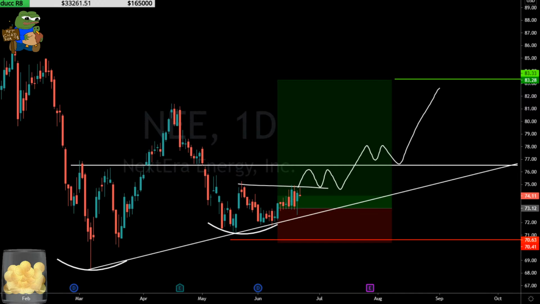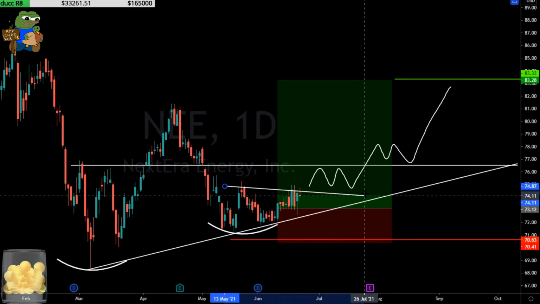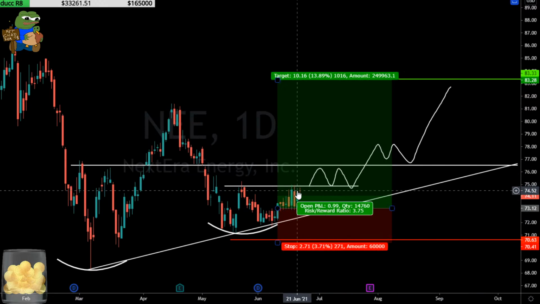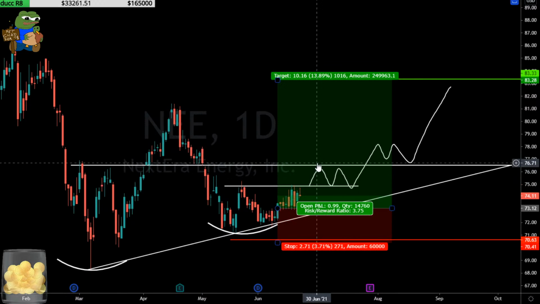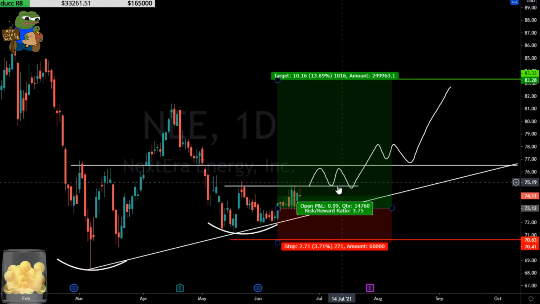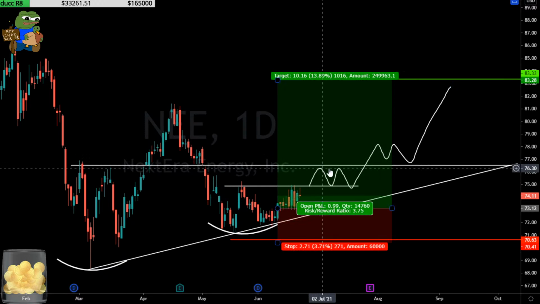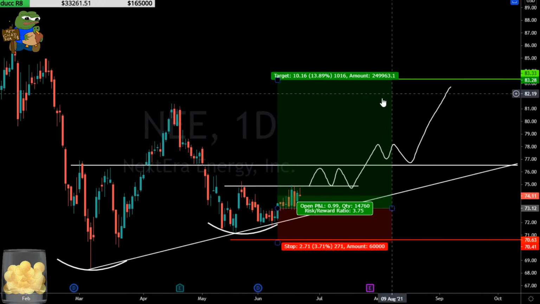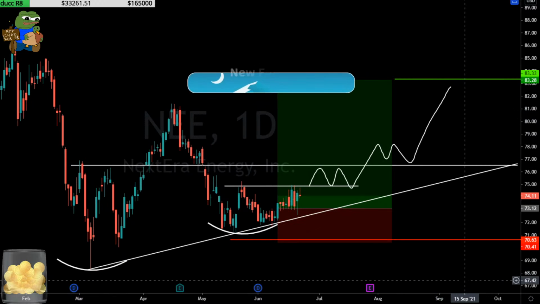This is NEE, NextEra Energy, wind energy. You have this resistance line that's been just hanging out there for the time being. We're looking to break above that, close this gap. Maybe there's a gap there at 75, run up, close the gap, backtest what is currently resistance as support, hold, rally, punch above it, backtest that current resistance as support, and then continue on to our ultimate target, 13.9%, an $83.28 target on NextEra, NEE.